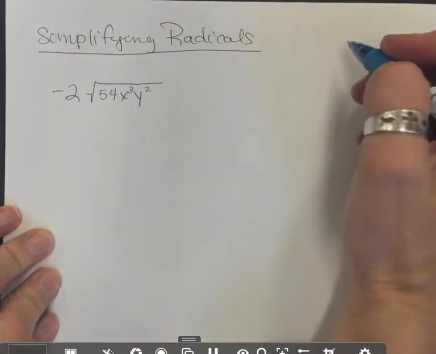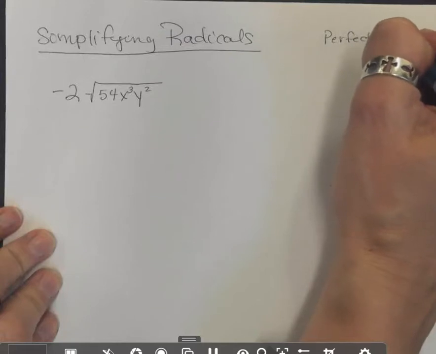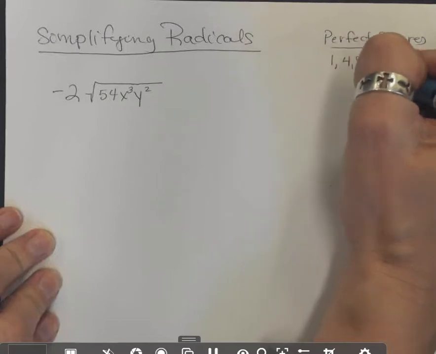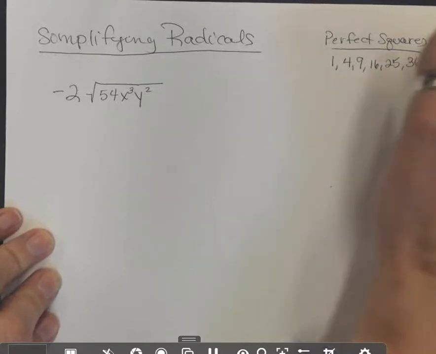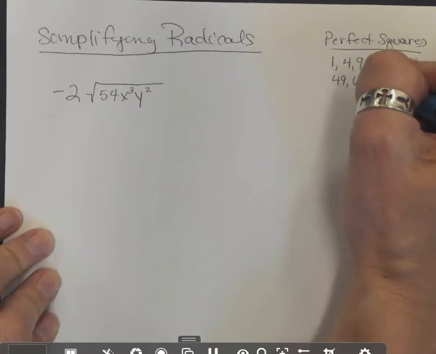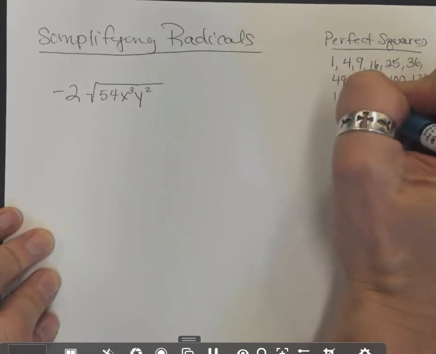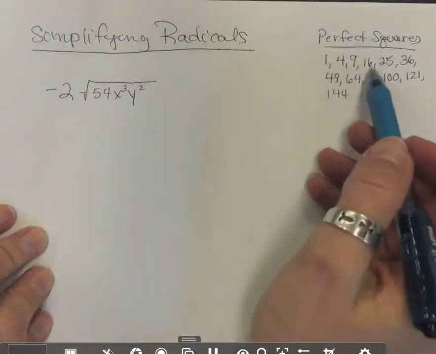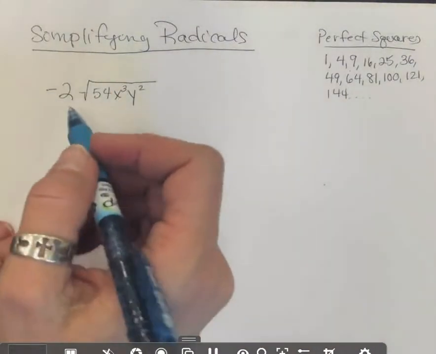You can think about what your perfect squares are, and your perfect squares would be things like 1, 4, 9, 16, 25, 6 squared is 36, 49, 8 times 8 is 64, 81, 100, 121, 144, and so on. So those are our perfect squares. So we can think about which of these are factors of 54. You could also use prime factorization, so I'll show you both ways.